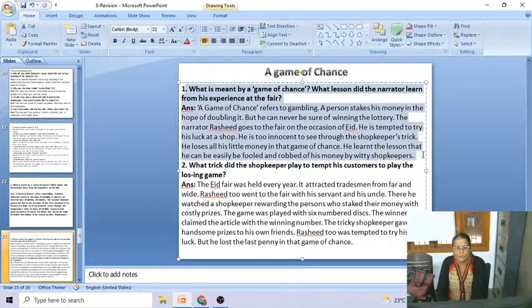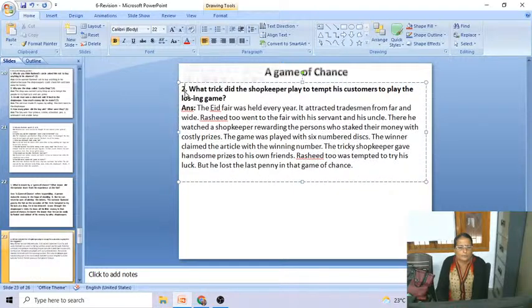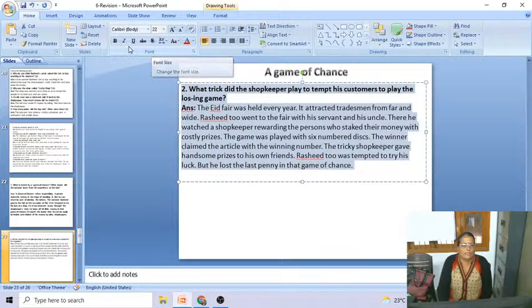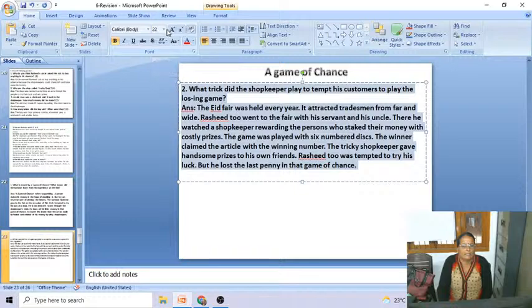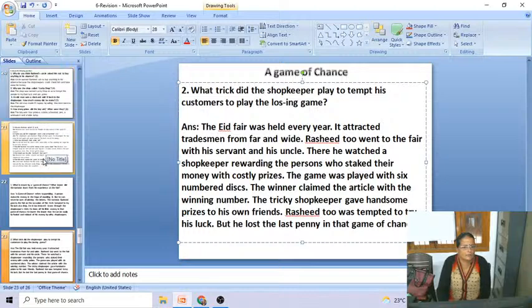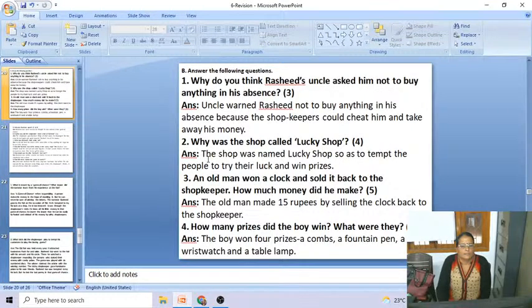Now, next question, I asked you why the shop is called the Lucky Shop. Yes. It is because the one who has the luck has to try their chance, play, right? Because people come and try their luck in that particular shop. That's why that shop is called a Lucky Shop, right? Okay, that's correct. So let's see what is the answer for us in store. The shop was named Lucky Shop so as to tempt the people to try their luck and win prizes.